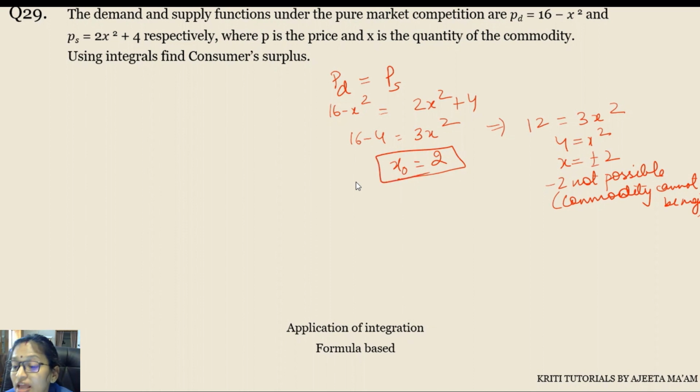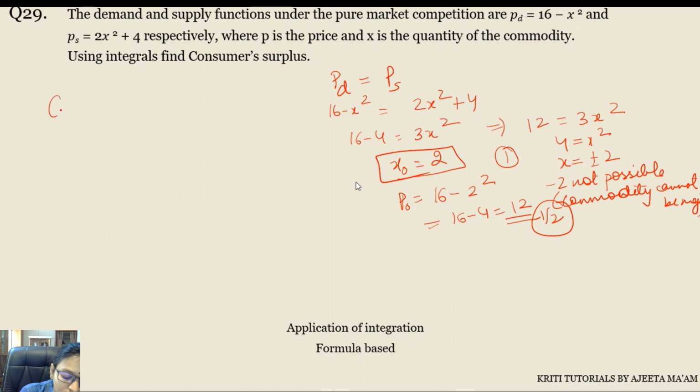Now, if x0 is 2, what will be the p0? P0 is the price at this x equals 2. You can put it in either demand or supply, because it's going to be the same for both. So if I put it in 16 minus x square, 16 minus 4 is 12. So that is your equilibrium price, right? So x0, p0 are found. Now see the marks. It's a 3 mark question. 1 mark you will get for this x0 evaluation, half mark for finding the values and all. So by evaluating till now, you will be able to get 1.5 marks. Now you will have half mark for the consumer surplus formula.